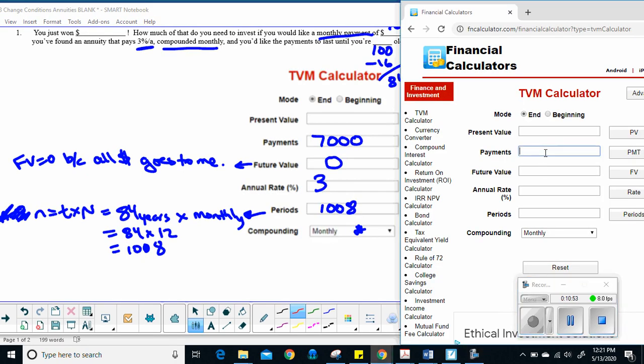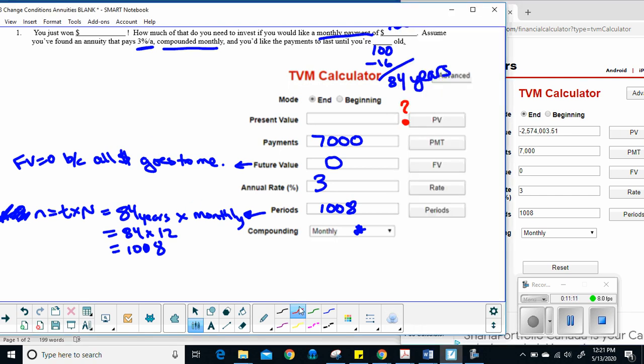Let's type in our values here. Payments are $7,000. Future value is going to be 0. I'm saying we've got 3% interest rate. We're doing this 1,008 times and keep monthly. So clickety click. Well, I hope you won a lot of money in that lottery. Because you need the lottery to have won at least $2,574.03 and $3.51.